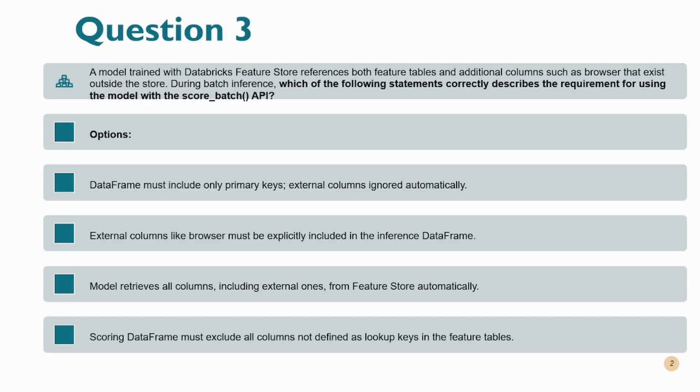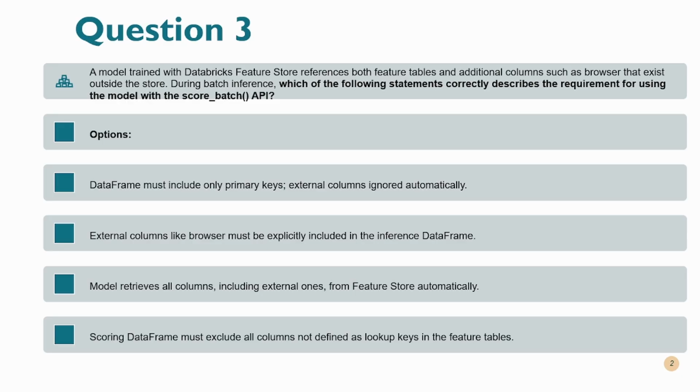Let's look into the third question. This one's really interesting because it mixes concepts of feature store, external columns, and batch inference, all in one neat scenario. Here it is. A model trained with Databricks feature store references both feature tables and additional columns, such as browser, that exist outside the store. During batch inference, which of the following statements correctly describes the requirement for using the model with the score batch API? And here are your options.